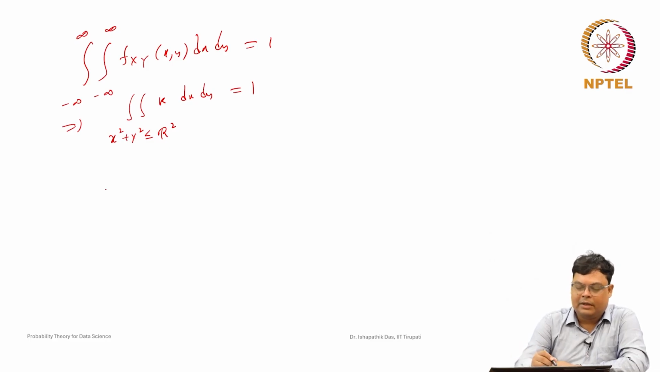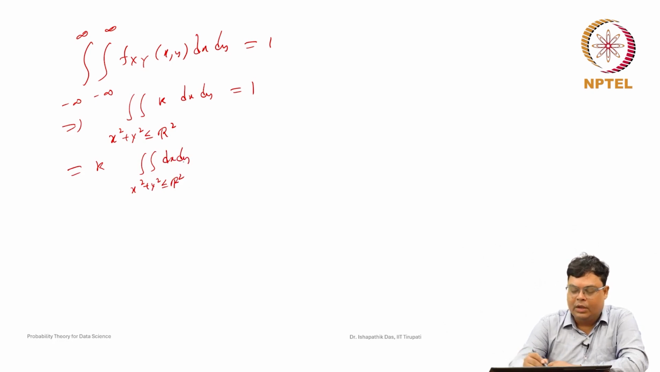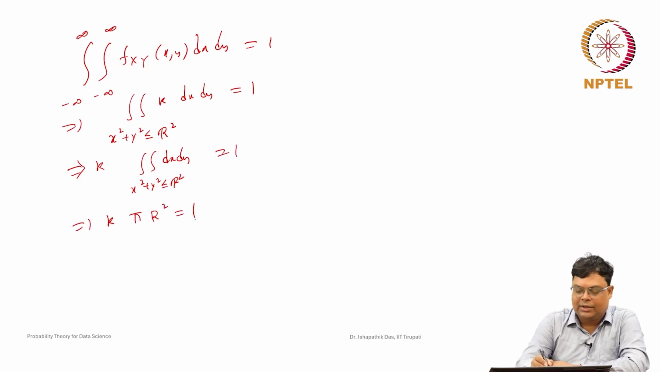We already know that this is nothing but k times the integration over x square plus y square less than or equal to r square of dx dy. This integration is nothing but the area under this circle x square plus y square less than or equal to r square, and we know that this area is pi r square. So, we can directly write k times pi r square equal to 1, which implies k is nothing but 1 by pi r square.